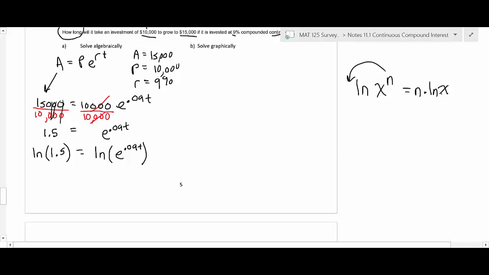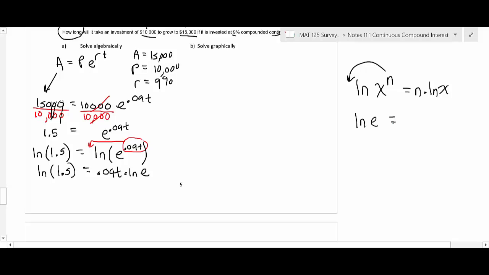Does that look familiar to some of you? Again, it depends on background issues. I'm just going to say this is a property for now without going through the details of that. I'll do that next week more. So what we're going to do is we're going to bring this thing down. Then what we're going to have on the left side is we're still going to have ln of 1.5. You're going to have 0.09t and then times ln of e, because I brought that down. Now this again is a background thing. Some of you may know this, some of you may not.